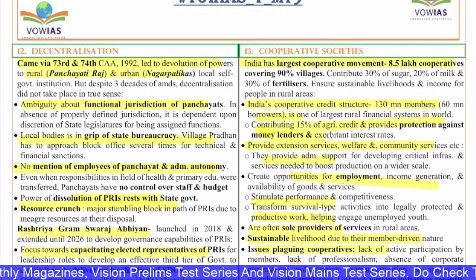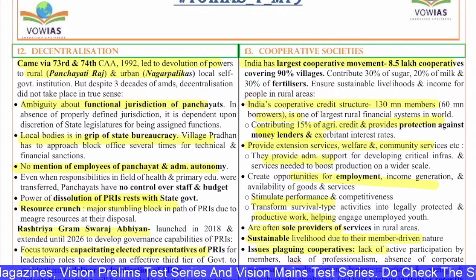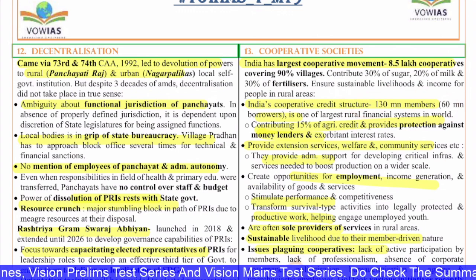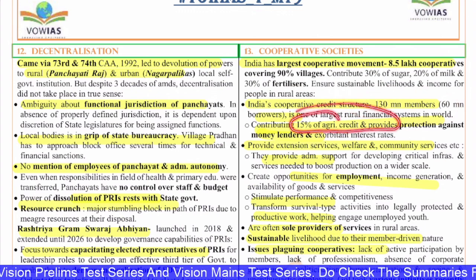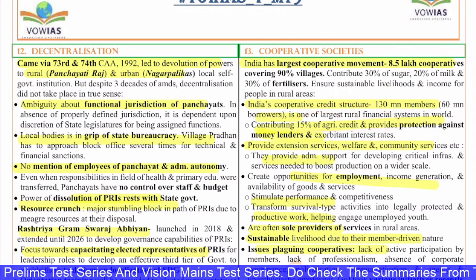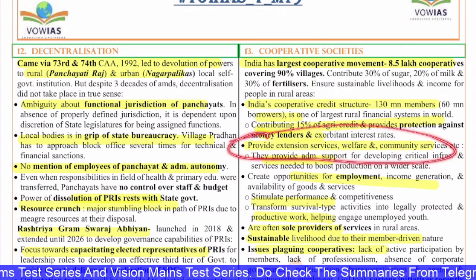India's cooperative credit structure, if you see, has 130 million members and is one of the largest rural financial systems in the world. The contribution is 15% of agri credit, and it provides protection against money lenders and exorbitant interest rates. And also they provide extension services, welfare and community services, etc.